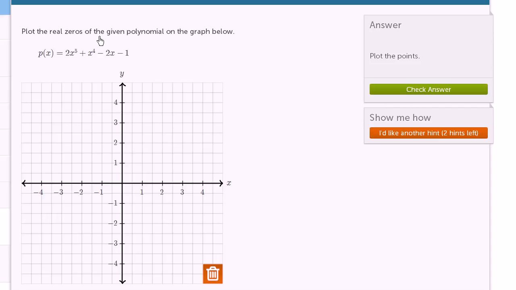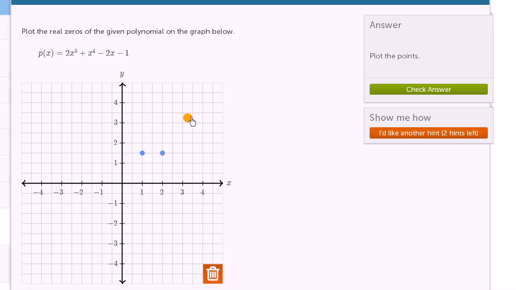Plot the real zeros of the given polynomial on the graph below. And they give us p of x is equal to 2x to the fifth plus x to the fourth minus 2x minus 1. And when they say plot it, they give us this little widget here where if we click at any point on this, we get our point, and we get as many points as we would like.